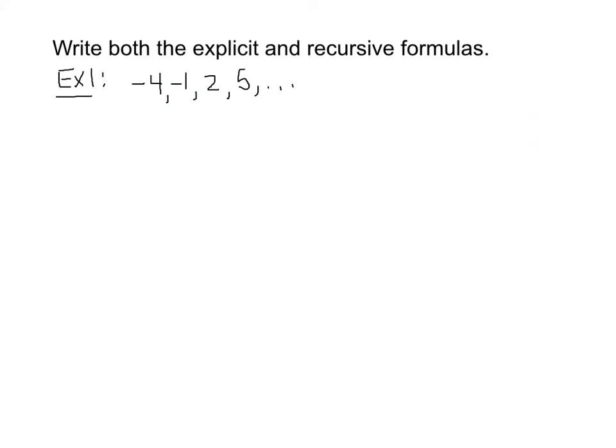All right, so let's look at some examples that will be like the problems that you're going to do on your assignment. Example 1, they give you this sequence, -4, -1, 2, and 5. Now in all these examples, we're going to write both the explicit and the recursive formulas. So let's go ahead and start off with the explicit.